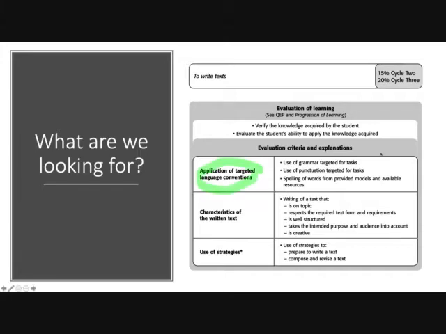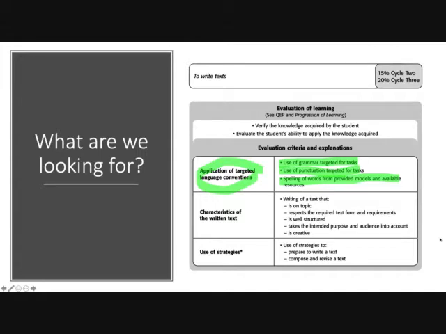Okay, we're looking for application of targeted language conventions. So what does that mean? Well, that means we're looking for grammar that we've targeted. It means we're looking at punctuation that we've targeted. And we're looking for spelling of words that we've targeted. So not all grammar, spelling and punctuation errors, just the ones that we've really been working on. So that's what we're going to be evaluating.